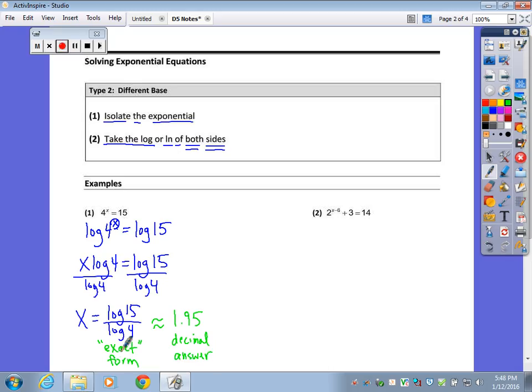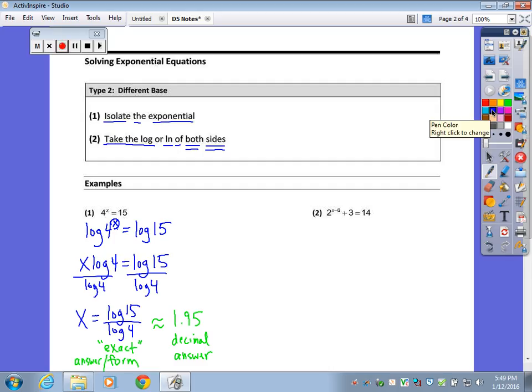Okay, they might say here exact form or exact answer. Or they might tell you round to the nearest hundredths place, round to the nearest thousandths place, round to the nearest tenths place, and then you would actually put that in your calculator and go to decimal. Okay, let's try another one.